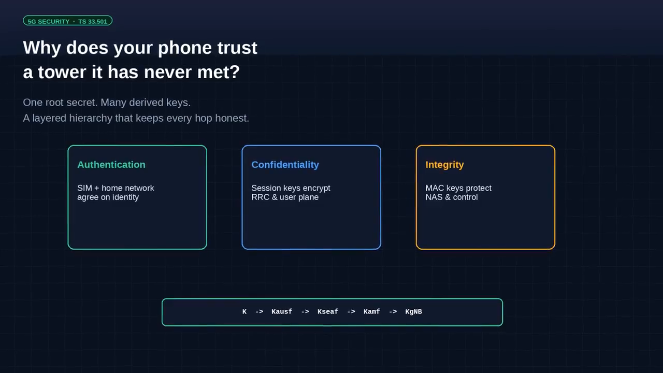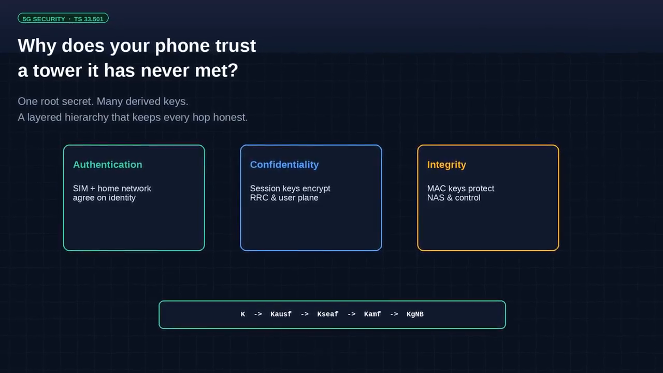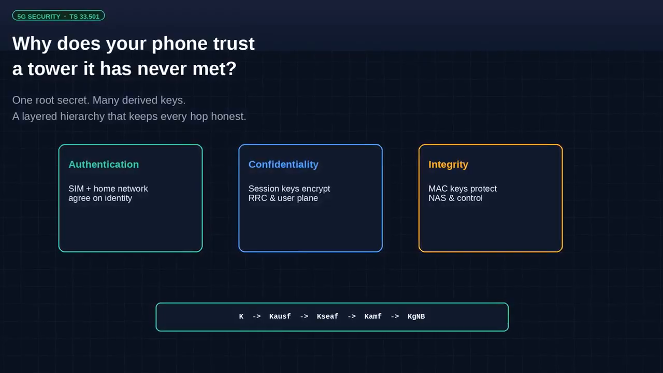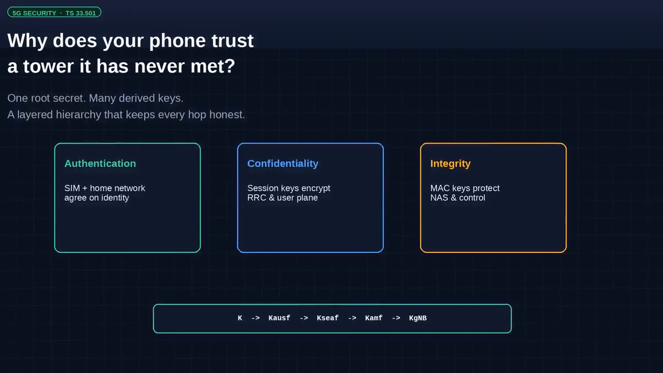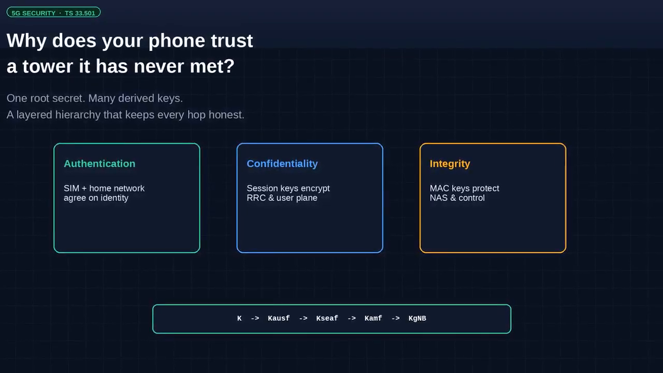Your phone just connected to a cell tower it has never seen before. In under a second, it agreed on secrets strong enough to encrypt your calls, hide your identity, and spot anyone tampering with control messages. How? The answer is not one magic password. It is a key hierarchy, a carefully layered chain of derived keys defined in the 5G security standard TS 33.501.